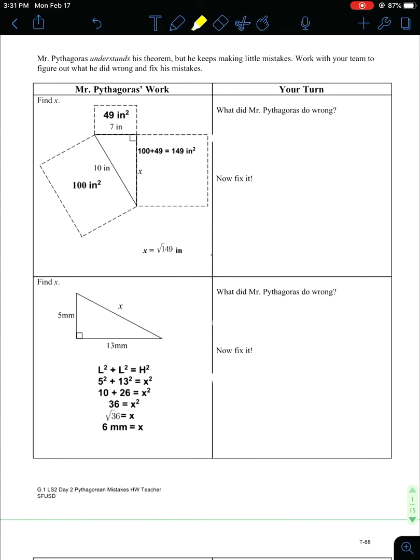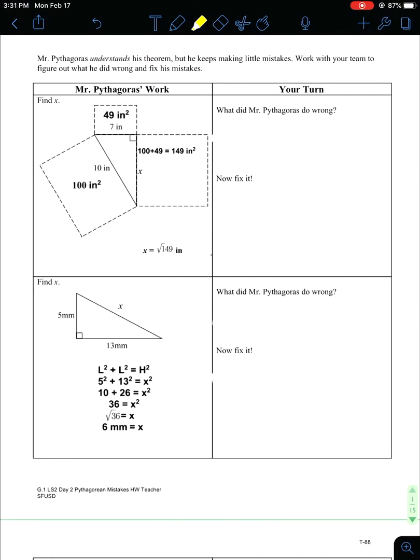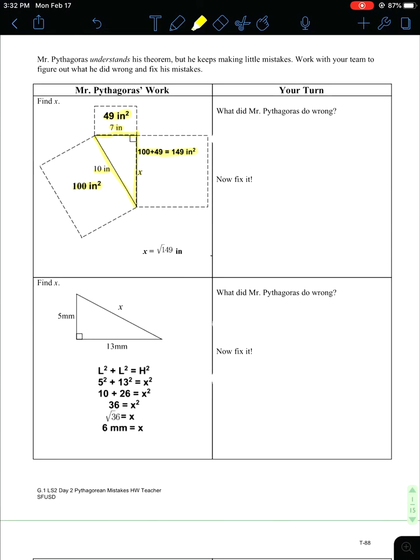Here's a video going over the Pythagorean theorem worksheet called Pythagorean Mistakes. We notice in this right triangle that it has side lengths 7 and 10, and we're looking for x. This person correctly squared 10 to get 100 inches squared. They squared 7 to get 49 inches squared. And it looks like they added things together to get the area of this box.